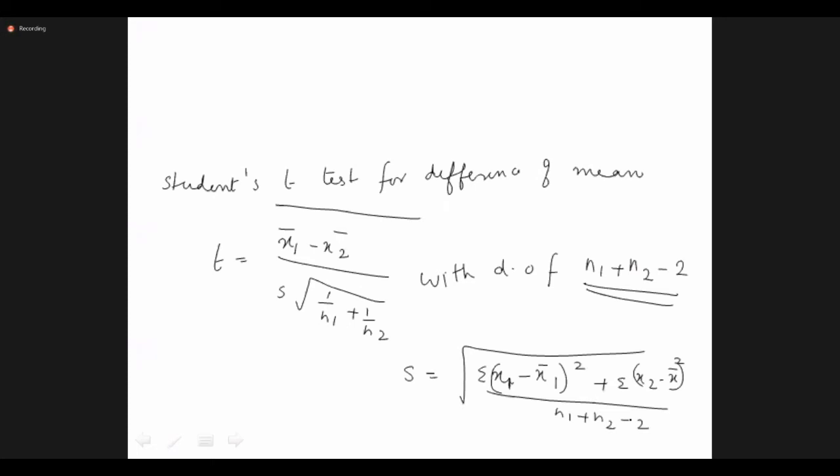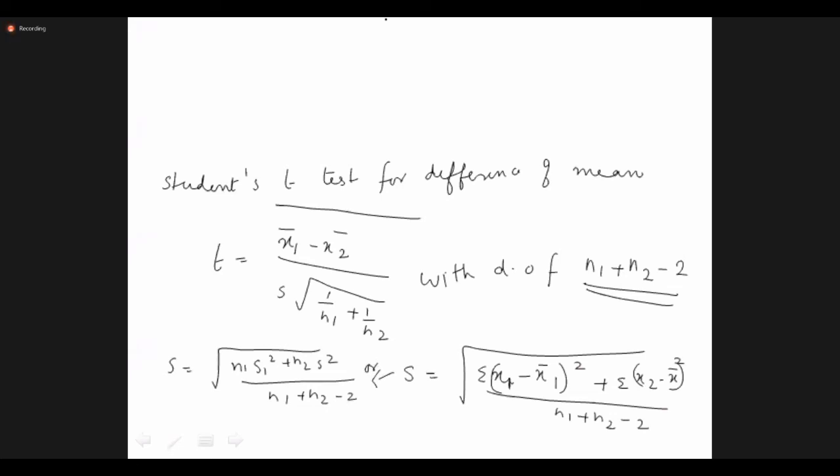Or you can find s1 square first, then s2 square. That is given by S is equal to root of n1 s1 square plus n2 s2 square divided by n1 plus n2 minus 2. Either one of those.